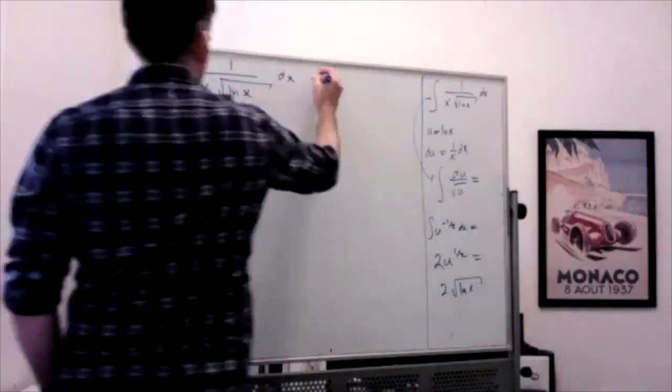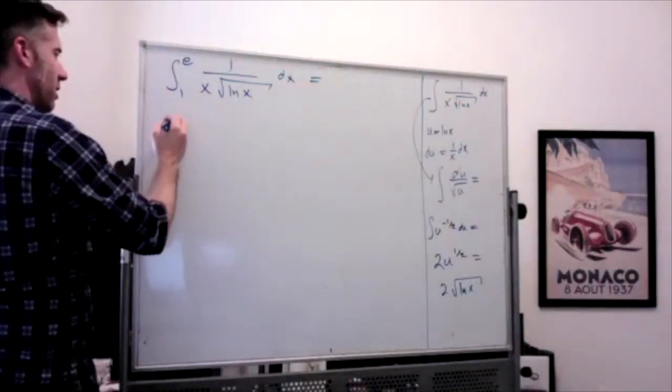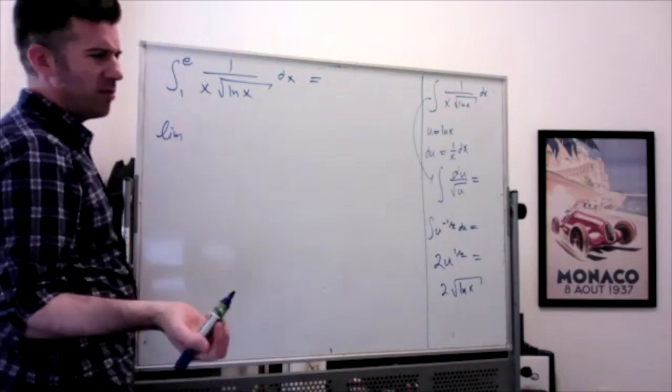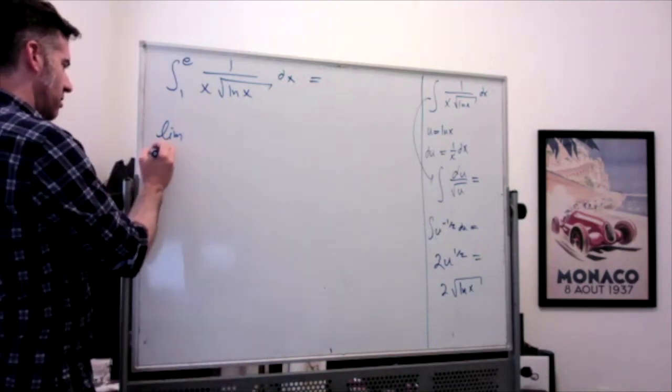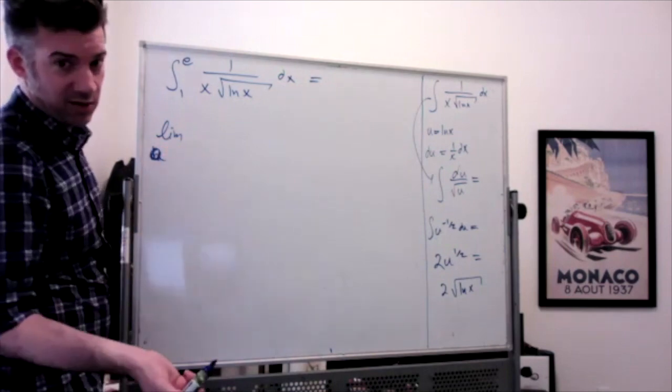Okay, so back over here, this is going to be the limit. And so what's our problem point here? 1 is our problem point. As a, and you can use whatever limit you want.